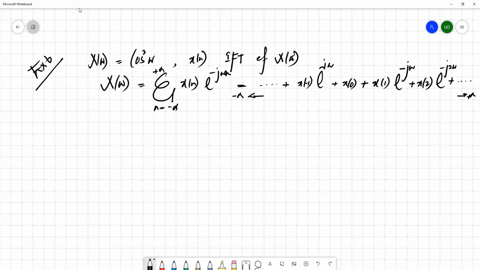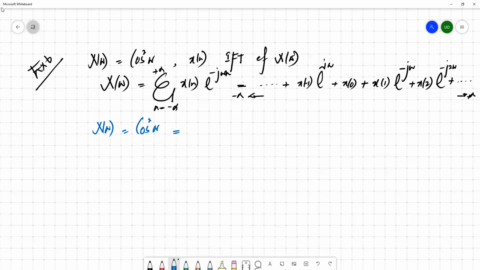By looking at this, this is basically a series of these exponential terms. So if you can convert this X omega into a series of exponential terms and map it to here, you can find the relationship between whatever you derived and this one. So let's try. So you have X omega equals cos squared omega.